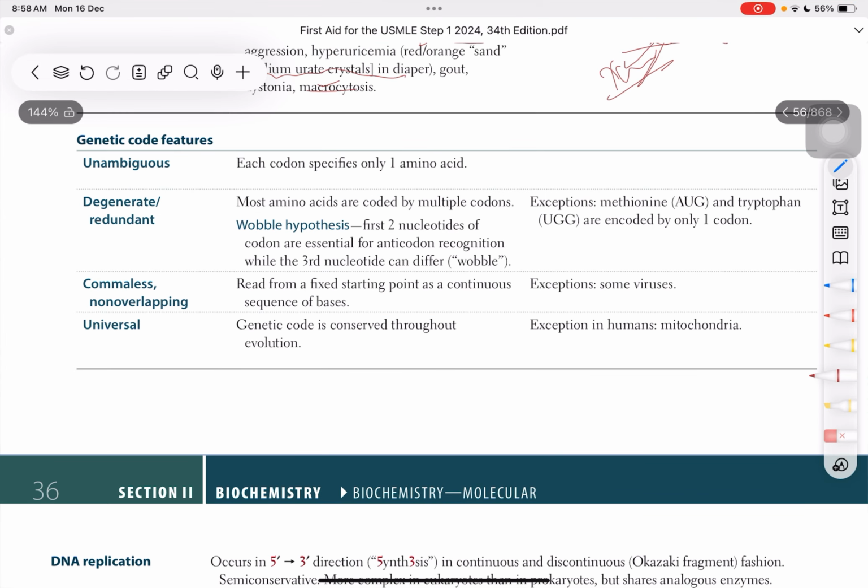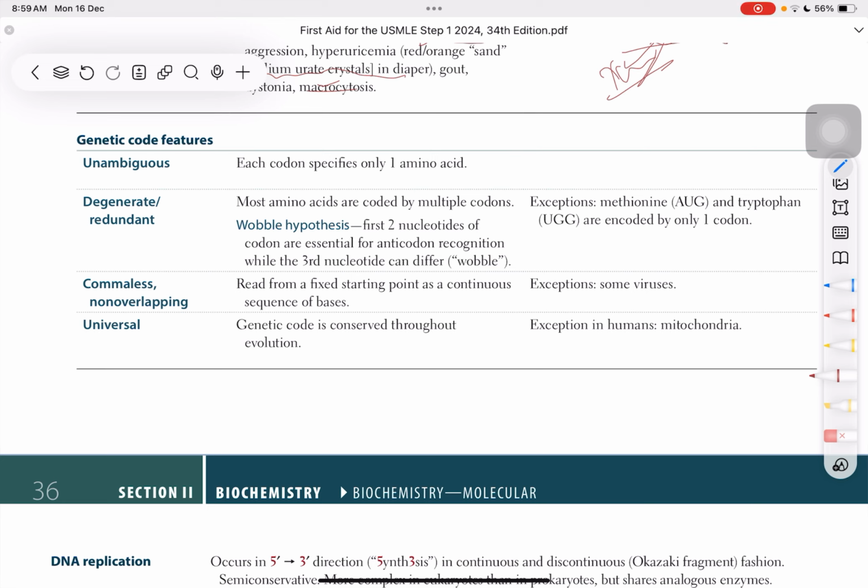Now we'll jump into the genetic code. There are purines and pyrimidines. DNA is transcribed into mRNA to form your protein. There must be a specific code. What do you mean by code? Your code contains three nucleotides.